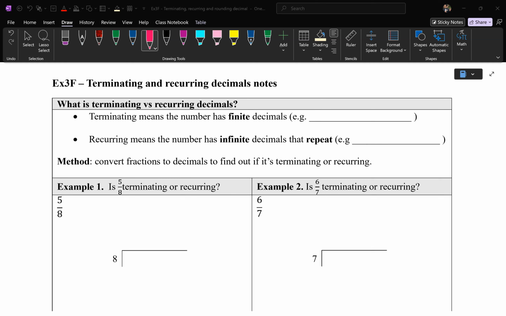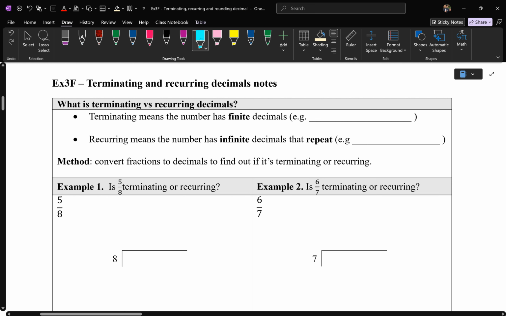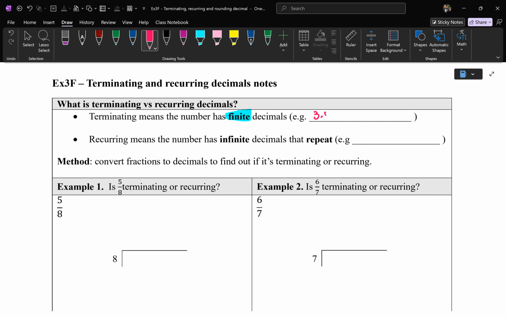Let's follow the notes. Exercise 3F is just about you identifying what's terminating and what's recurring. When you're talking about decimals that are terminating, it means that the decimals have a finite number, meaning it stops. An example would be something like 3.5, which doesn't carry on, it stays as 3.5. That's called terminating. If I have, say, 1.25, that is terminating because it's finite. It doesn't have any more decimals that carry on forever, all right?